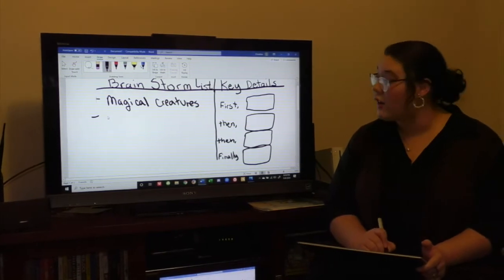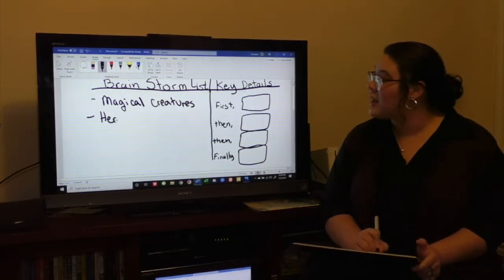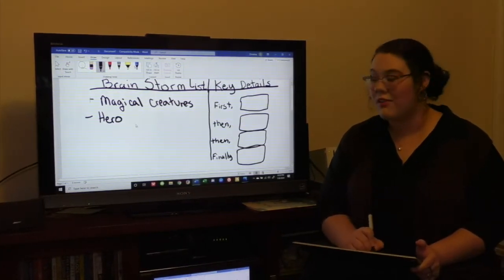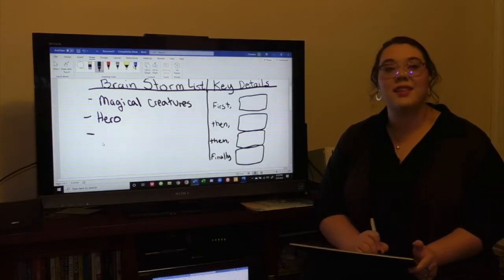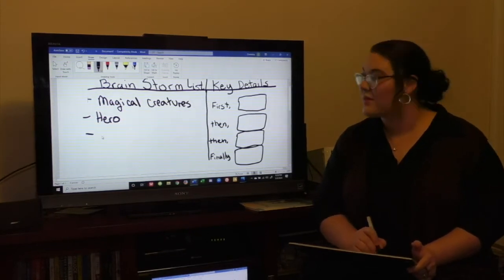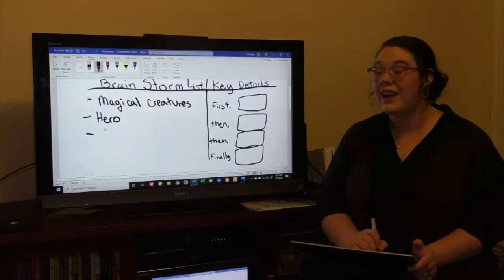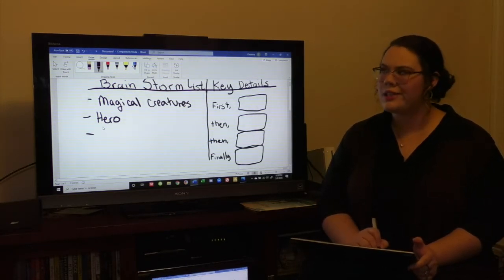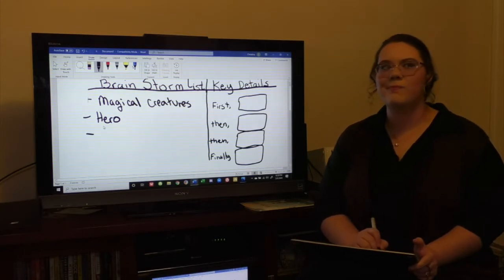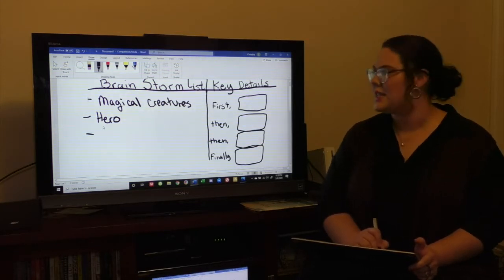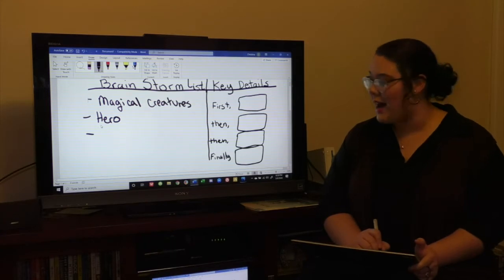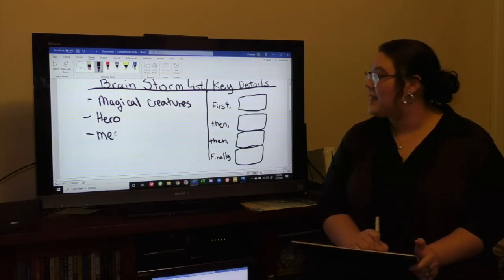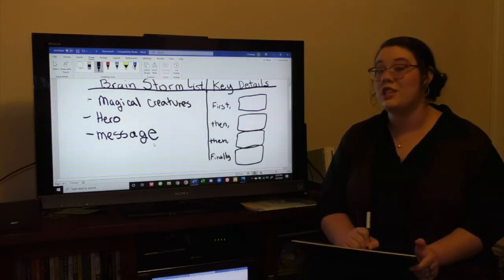They usually have a hero. Yes, good job, Jessica. They usually do have a hero. What else, guys? Anything? All right, here's an idea for you. Sometimes when you're reading a folktale, you'll notice it's a really good story, but maybe it's trying to tell me something, huh? So folktales usually have, anybody know it? A message. That is right. They usually have a message that they're trying to teach us.